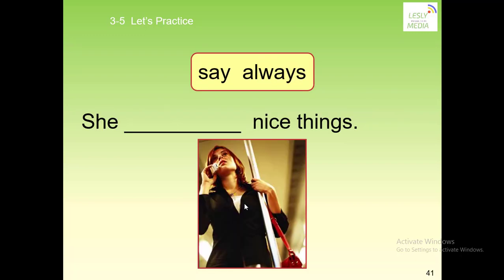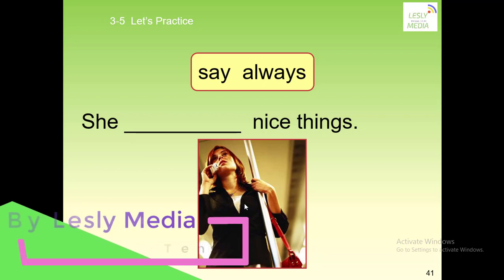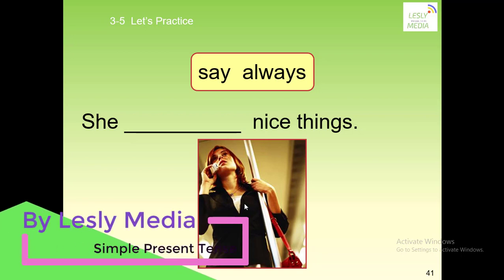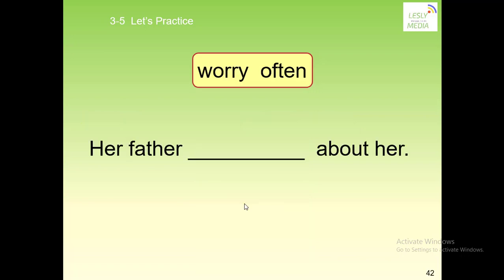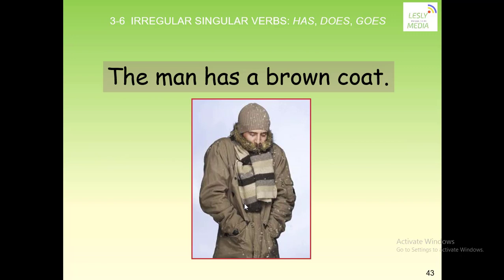Okay, let us continue. How about this one? Can you arrange this sentence? She blah blah blah nice things. Okay, can you arrange it? Good. She always says nice things. Okay. Her father blah blah blah about her. Just arrange it. Okay, very good. Her father often worries about her. Okay. Let us continue for another subtopic.